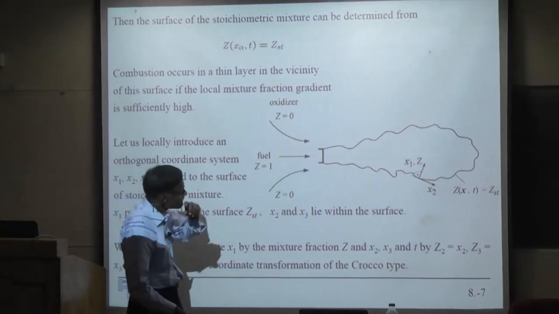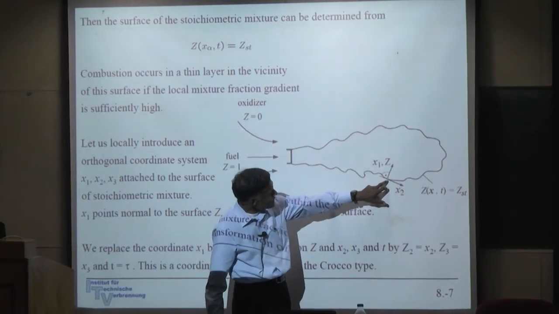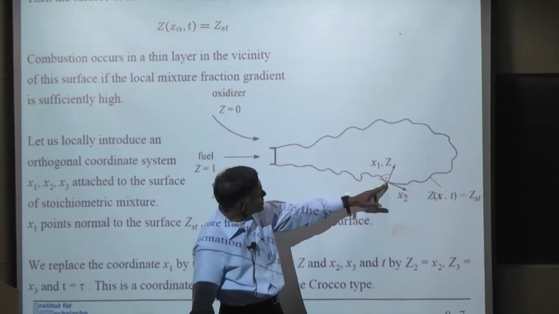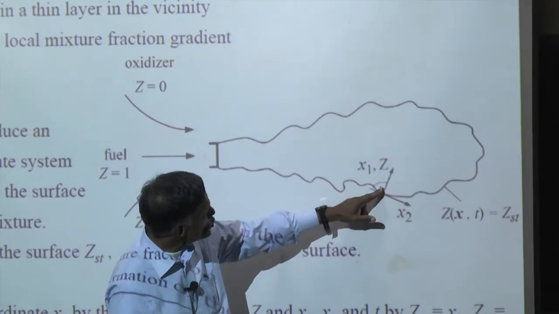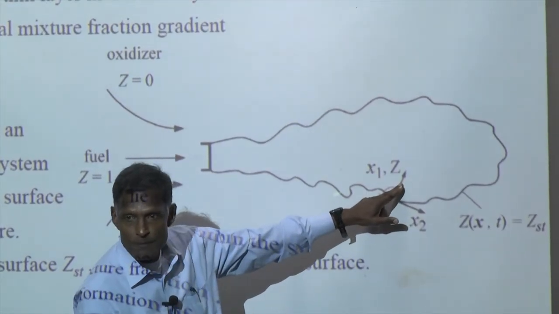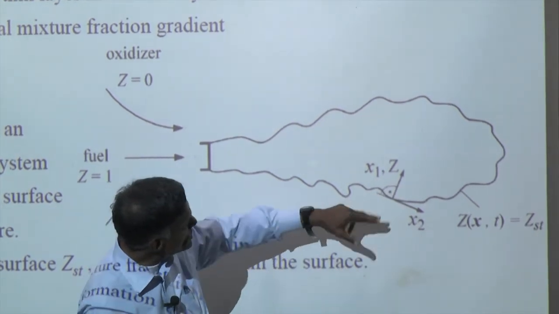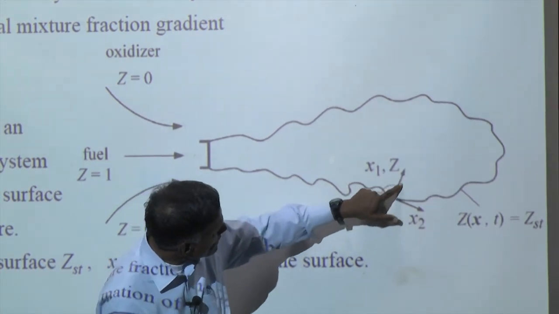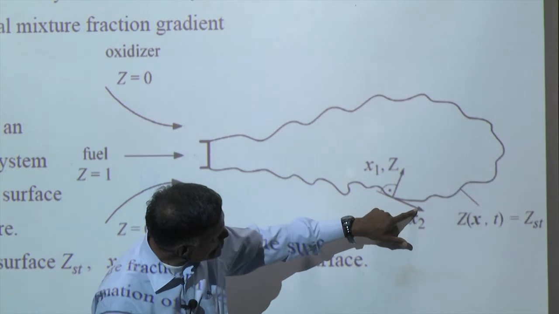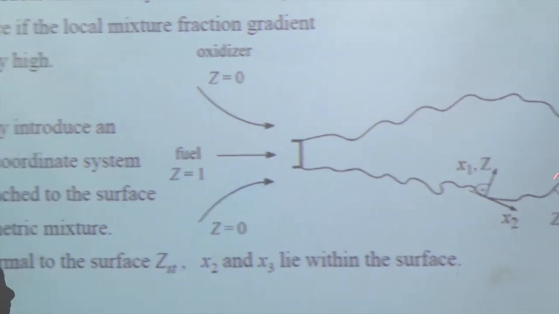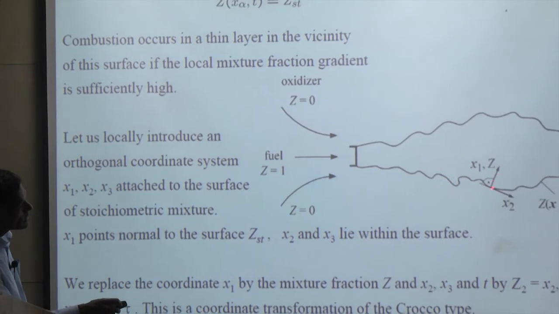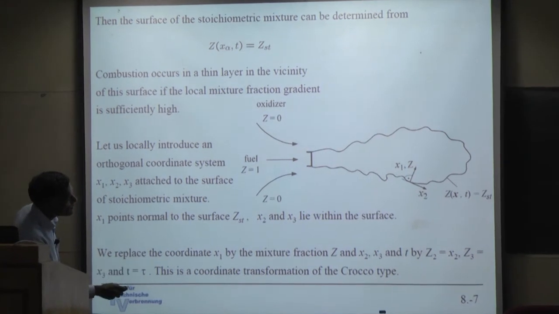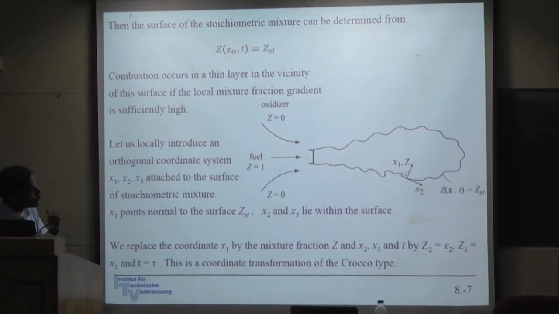Now, let's look at one particular thin flamelet. You define a coordinate Z that is normal to the flame. So this is basically the coordinate system. This X1 is now Z. Then you define another X2 and an X3. So the key point is that the coordinate Z is defined normal to the flame.